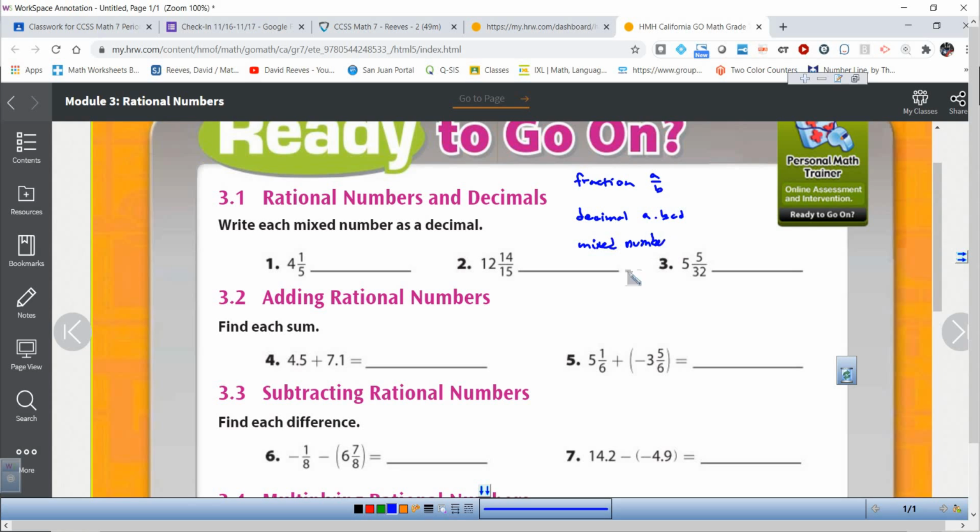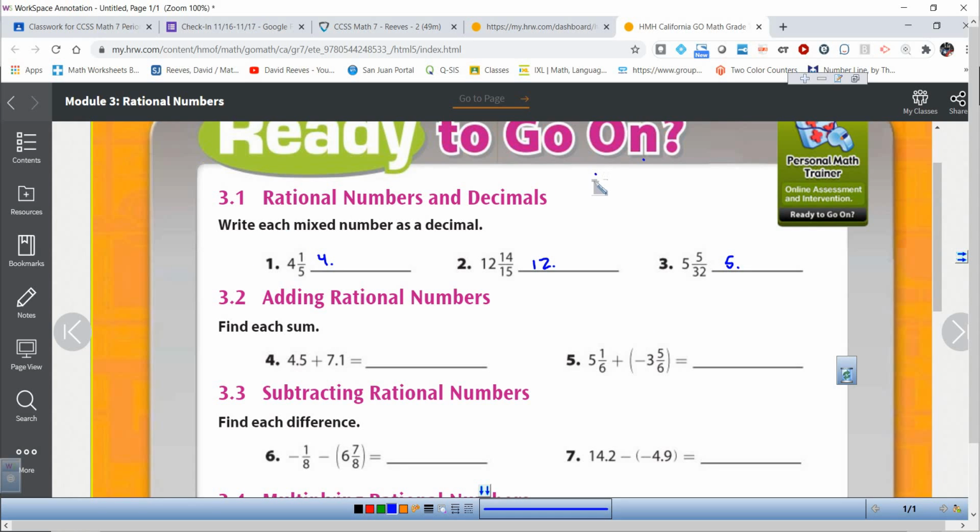And of course, all of these here are examples of mixed numbers. In a mixed number, you have a whole number followed by a fraction. Actually, it could be an integer followed by a fraction as well, because it could be positive or negative, right? So the easy part here, if we're going to write these mixed numbers as decimals, is 4 in a mixed number is 4 in a decimal. 12 in a mixed number is 12 in a decimal. And 5 in a mixed number is 5 in a decimal.